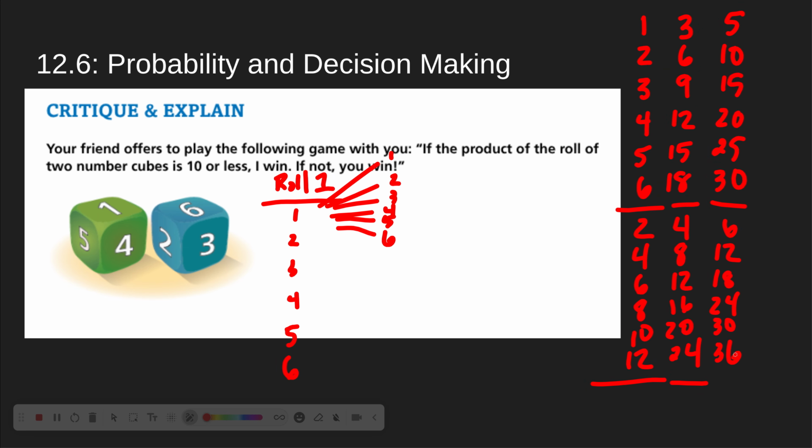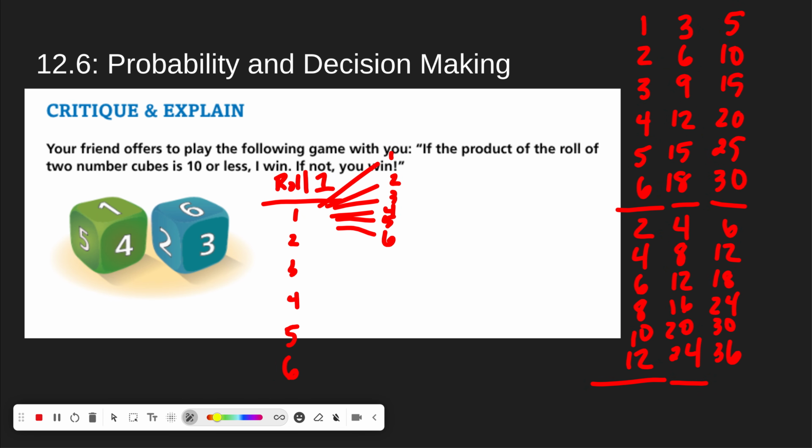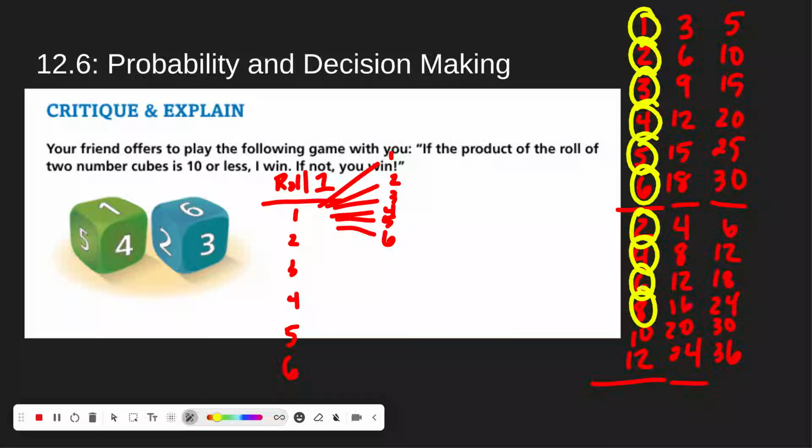Now, if this game is fair, how many of these will be below 10? Half of them. Very good. 18 of them. But half is the number that's more important. I think the thing for us to do now would just be to start circling. We'll circle all of them. Let's see. If the product is 10 or less, winner, winner. 10 or less. So that's a winner. Winner, winner, winner, winner, winner.